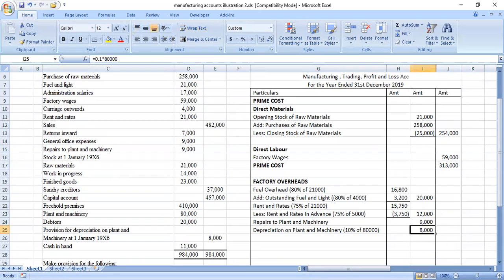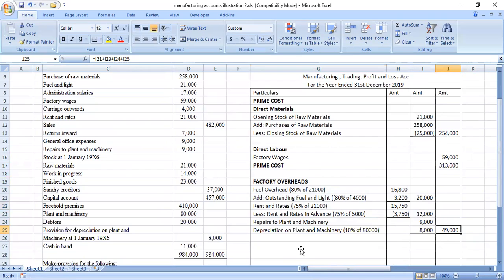Tuendelee, isipo balance tutarudi tu nini, tujue shida iko wapi. So assuming those are the only factory overheads, we add them: 20 plus 12 plus 9 plus 8, itakuja ngapi? 49,000. So 49,000 shillings is now the cost of factory overheads. Hapo sawa? Dennis? Yes. So our factory overheads in total is 49,000.